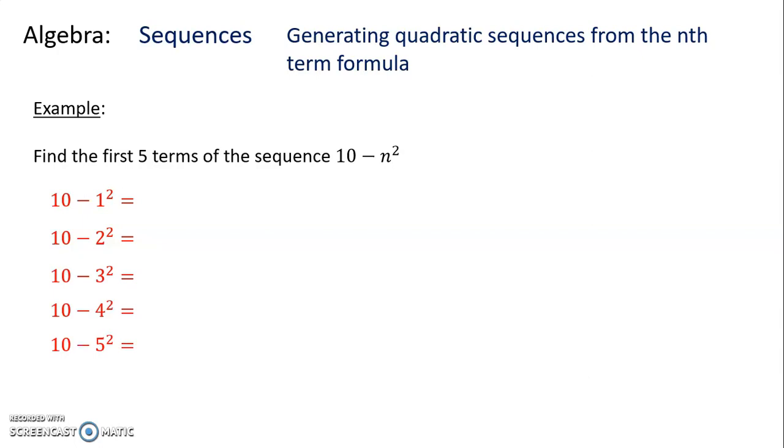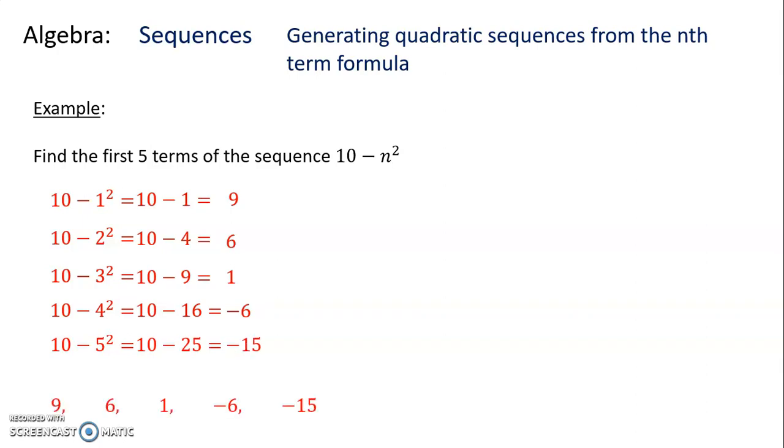BIDMAS tells me I need to work out my powers before I subtract. So I'm going to have 10 minus 1, which gives me 9, 10 minus 4, which gives me 6, 10 minus 9, which gives me 1, 10 minus 16, which is going to give me negative 6, and 10 minus 25, which gives me negative 15. And those are the first 5 terms of my sequence.